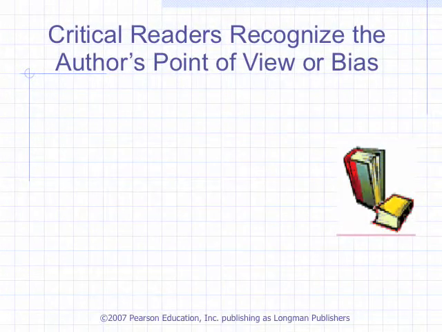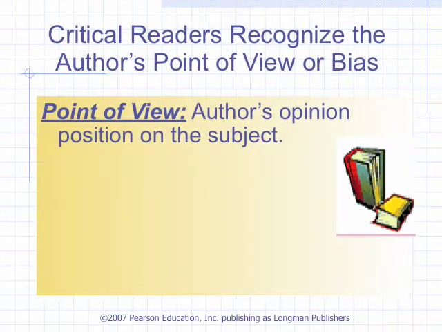Critical readers recognize the author's point of view or bias. Point of view or bias, those are synonyms. They mean the same. It means how you feel about a particular subject. It's not negative and it's not positive. It's just what it is. It is your point of view or your bias. Point of view, author's opinion or position on the subject. That's the way you look at the subject matter, being right, wrong, left, right, whatever you categorize it as.